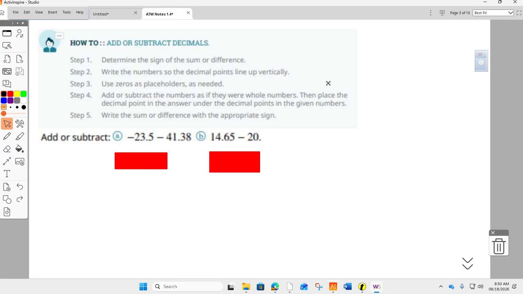Turn your calculator on and find the negative key for the numbers on this calculator. So make sure you remember how to use your calculator. That's really what we're doing here.